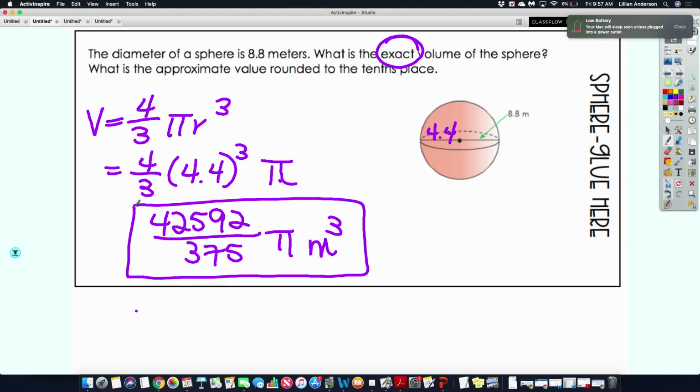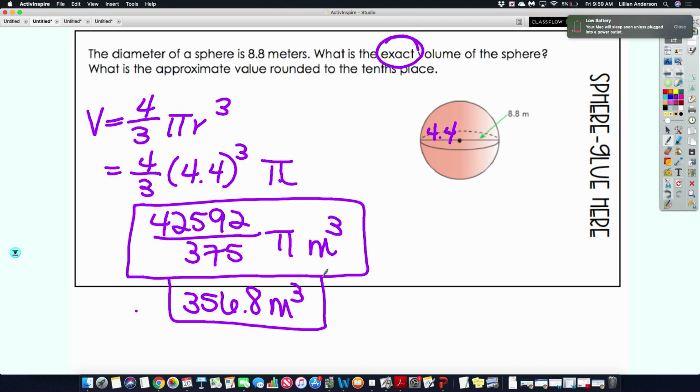So let's find the approximate value. That actually means multiply it all the way through. Multiply it through and give me the approximate value rounded to the 10th place. All right, what's the decimal to the nearest 10th place? 356.8 meters cubed. That is the approximate. Exact, top box, approximate, bottom box. That's how you find volume of all your different shapes.